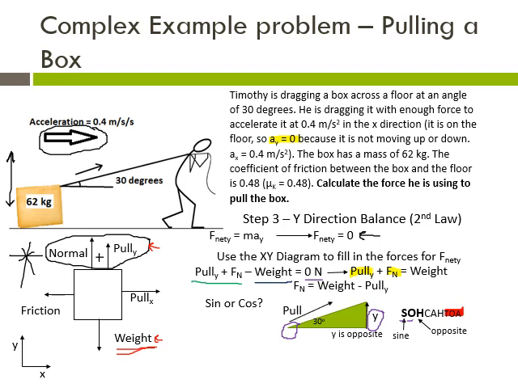SOH reminds you that sine goes with opposite and hypotenuse. CAH reminds you that cosine goes with adjacent and hypotenuse. So since y is opposite over here, that tells us we want sine. We already knew we wanted sine because the other one was cosine, but it's always good to double check. So pull y becomes pull times sine of 30 degrees, which is our angle.